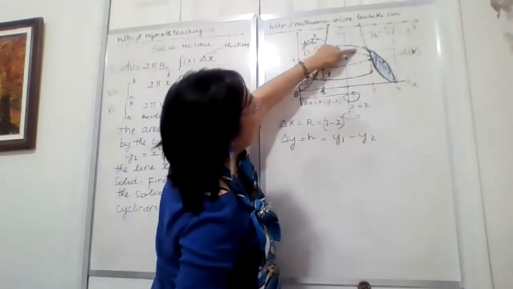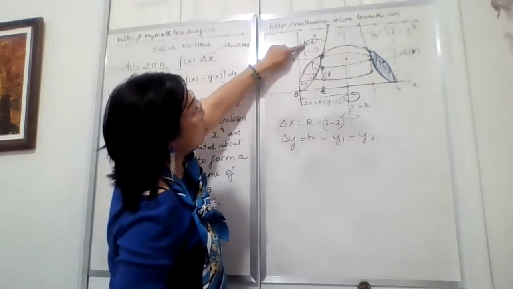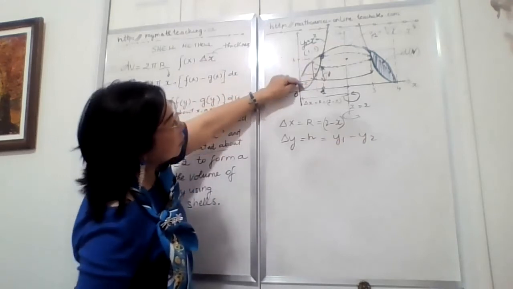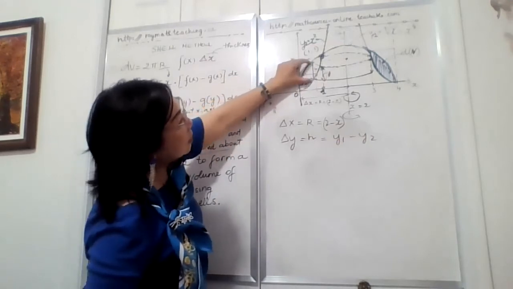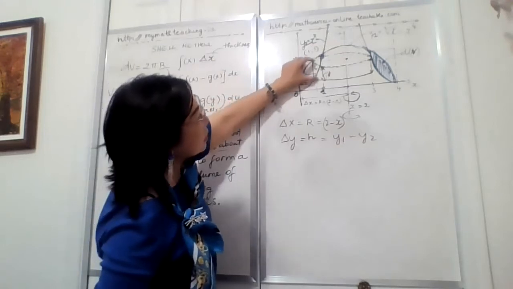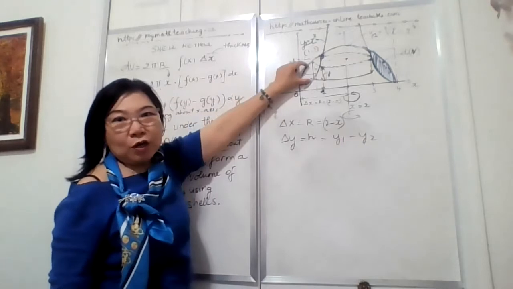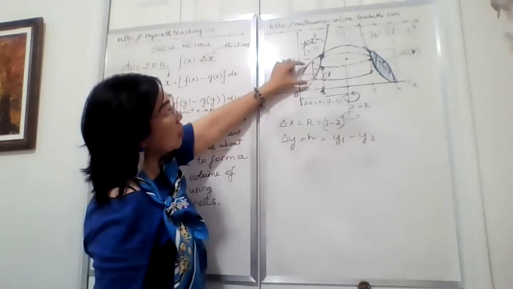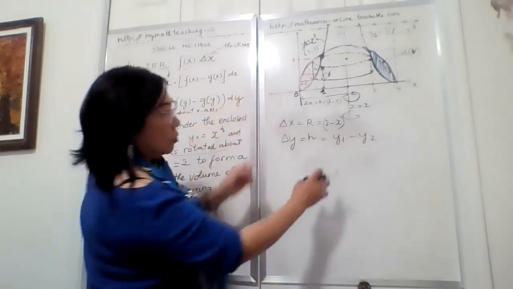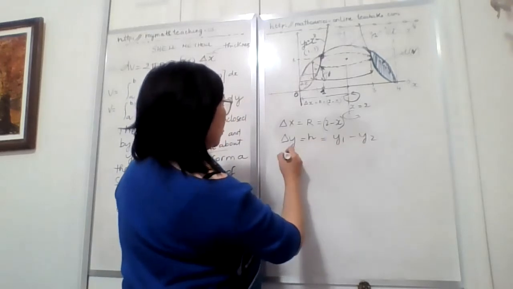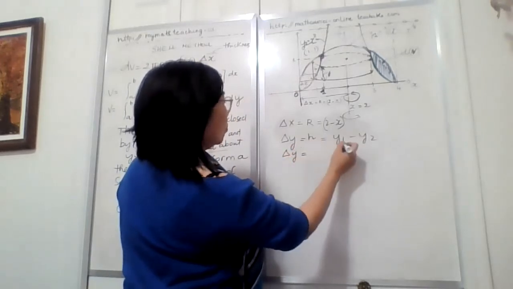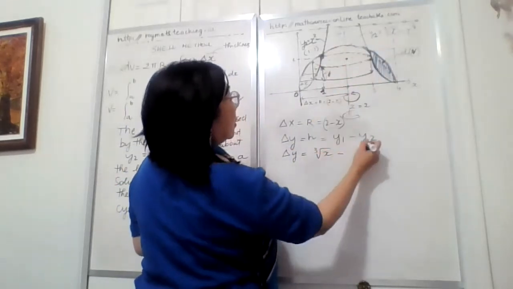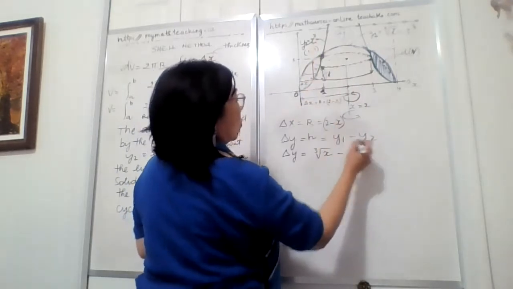y1 is the top curve, this curve, and y2 is this curve. So the y here is the top curve subtract the bottom curve, and that becomes the height. This height is the subject of change, and that's why we call it the rate of change in calculus. So the height here is also changing according to the two curves. Now we substitute in: delta y equals y1, the root of x, minus y2, which is x squared.